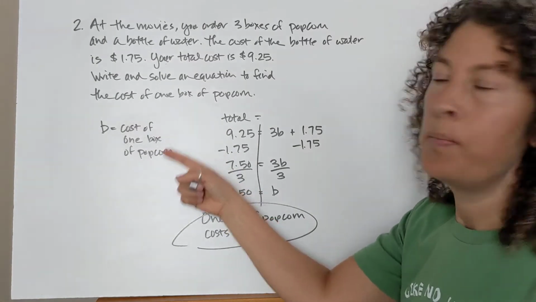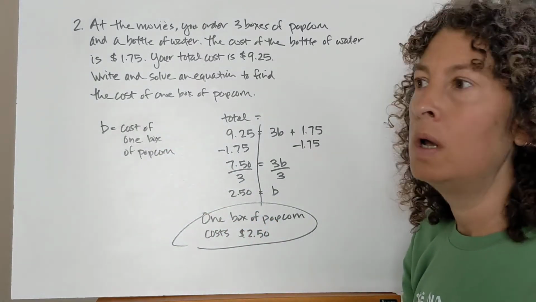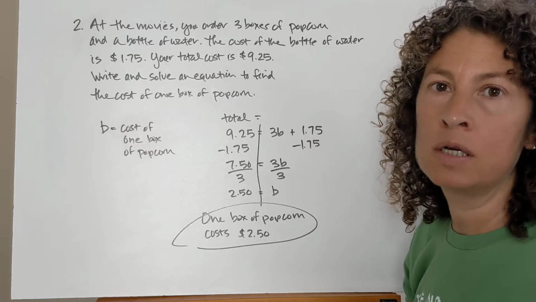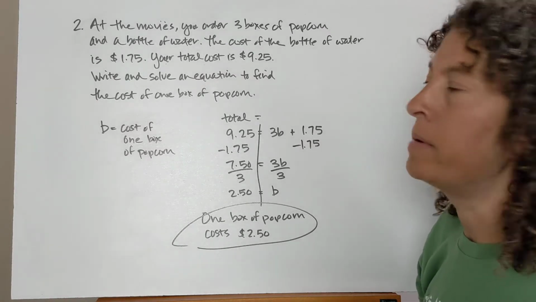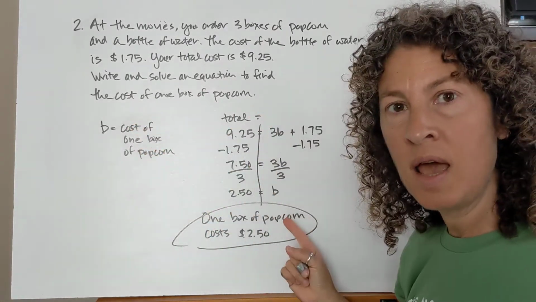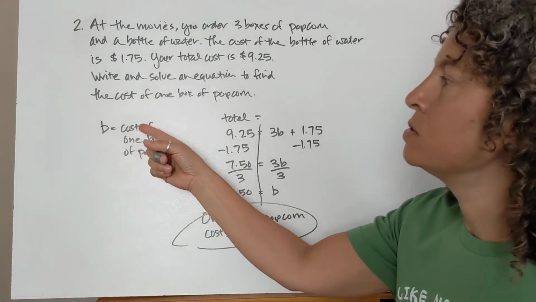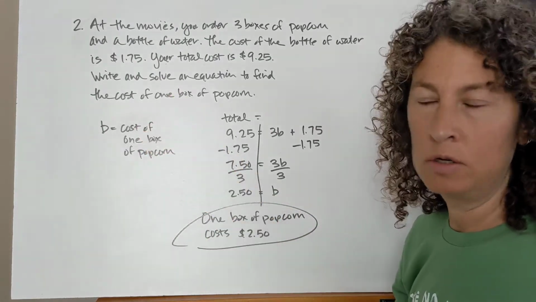Notice I didn't just write box of popcorn because I don't want to know how much it weighs. I don't want to know how many colors are on the box. I don't want to know how many boxes they have behind the counter. I want to know the cost. So when I get to the end of this and I start to write out how many boxes, I can go back and say, all right, this was the cost. I need it to be in dollars.